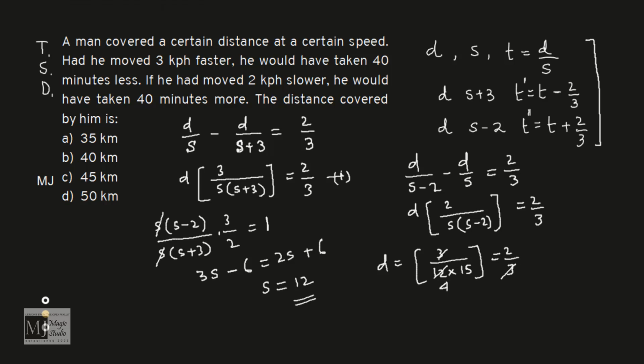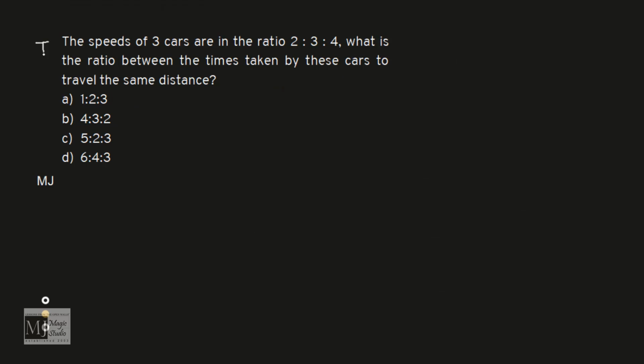3 4 times 3, 5 times 5, into 4 is 20, into 2 is 40. D is 40 kilometers. A classical question from TSD once again, where if we are well versed with our concept, and we know that concept is the queen and queen is the new king.